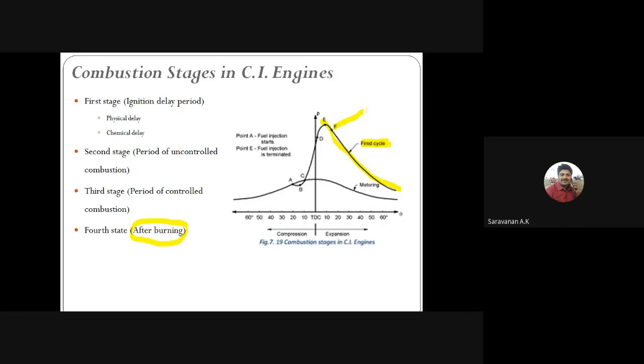That is the compression ignition engine, right? So this you have to remember, these four stages. It is an 8 mark question or a Part B question. So, combustion stages in the CI engine.